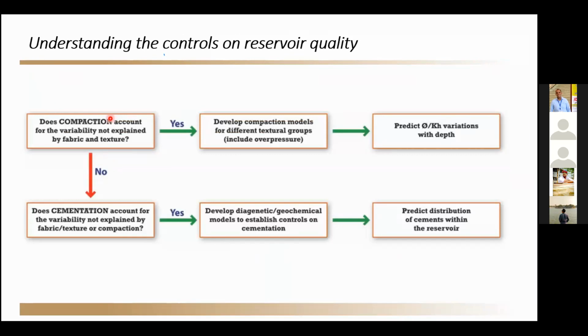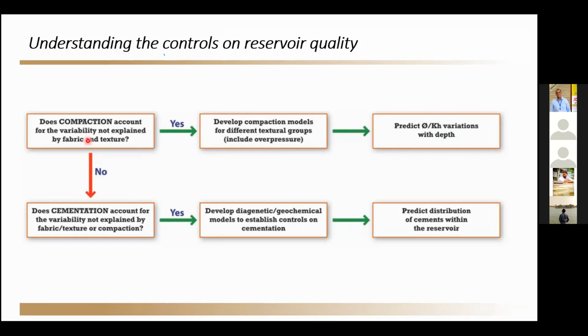If I found that the compaction is explaining the porosity and permeability variation that is not explained by the depositional criteria, I will go through a compaction model to understand the compaction with depth, to predict the porosity and permeability variation with depth. I will focus only on building a compaction model. I will be supported by the pore pressure team in this way to predict the porosity and permeability variation with depth.